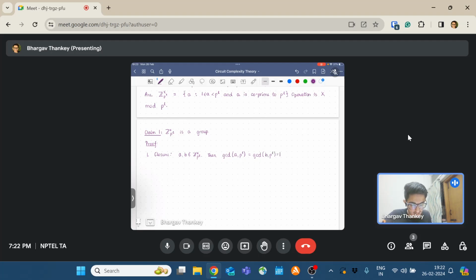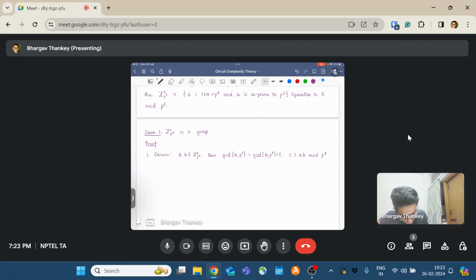So both of these are one, right? Because they are co-prime. And what do I want to show? So AB, let me call C. So let's say C is AB mod P to the L, right? And we want to show that C is in Z cross PL, right?